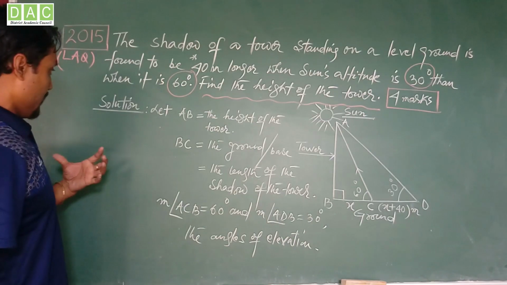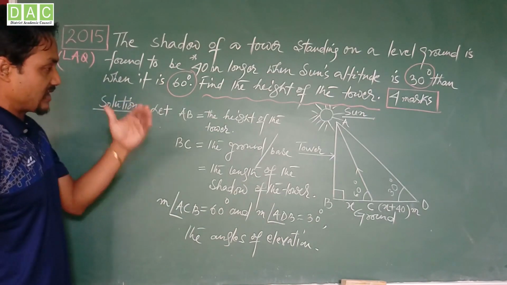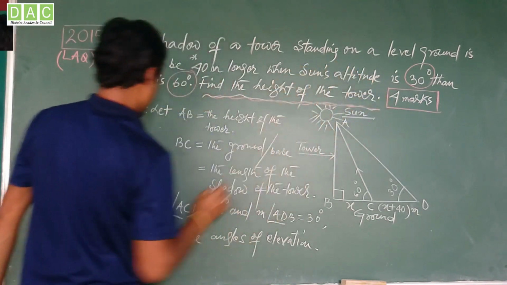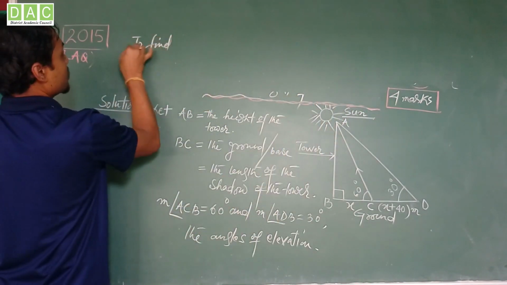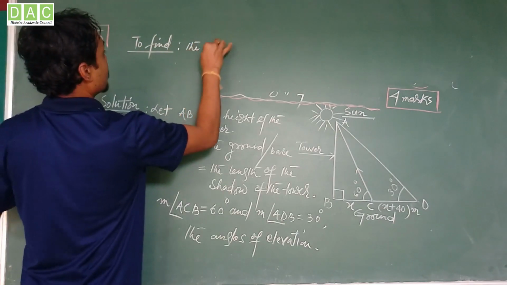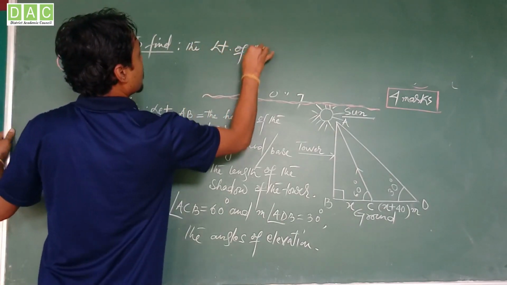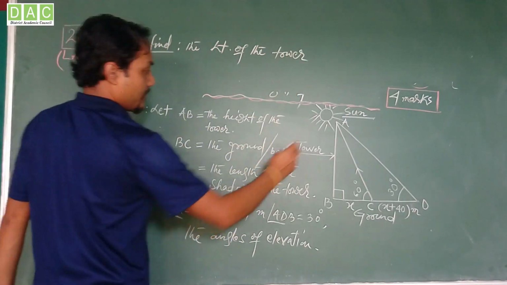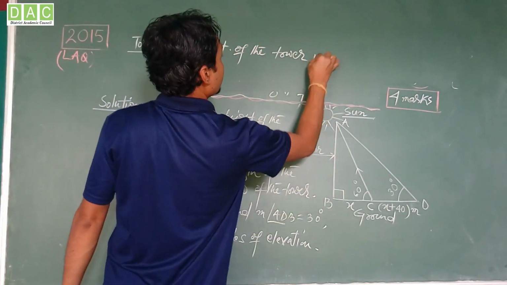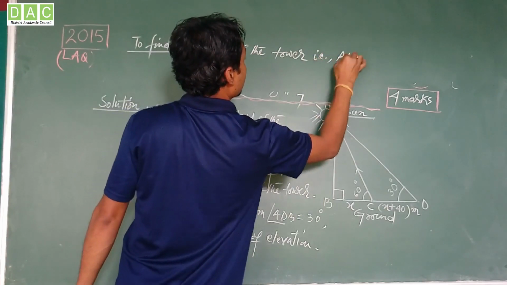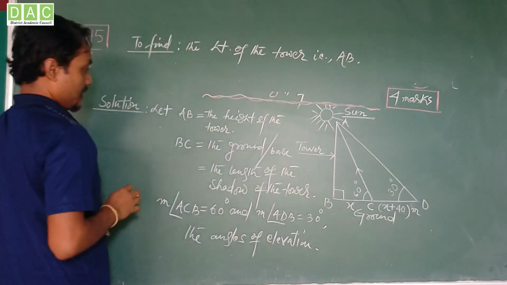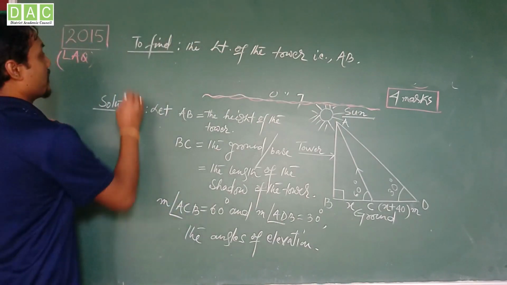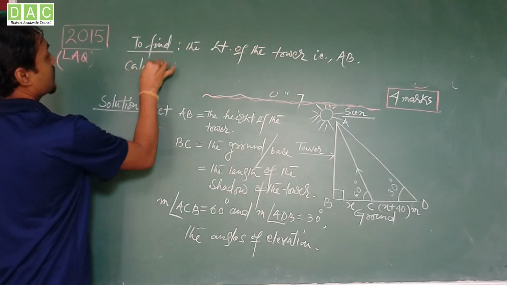And the main part, after the first step, the second step is what is underlined: find the height of the tower. Here we write what is to be found: the height of the tower. This can be marked by AB. Okay, first step, second step. Now we come to the calculation part.